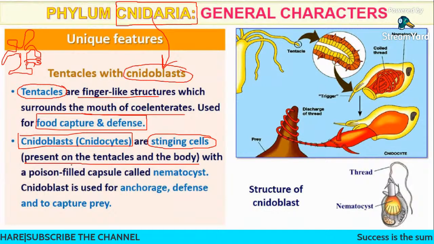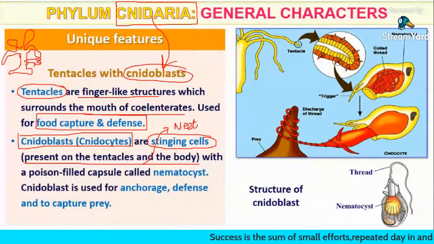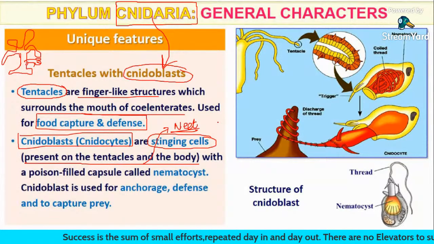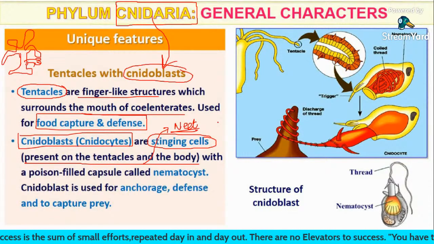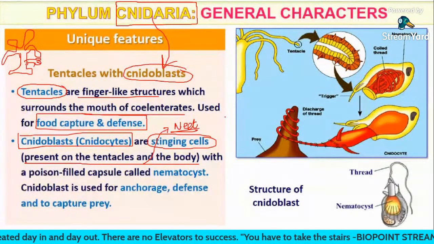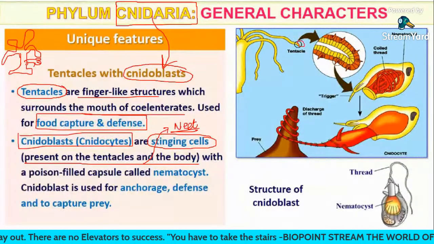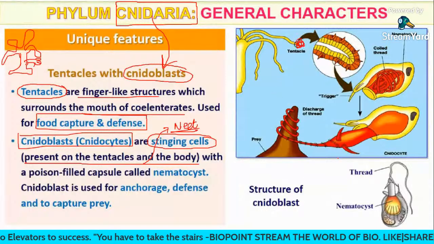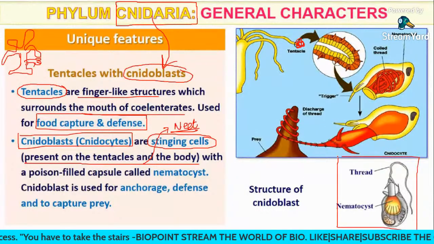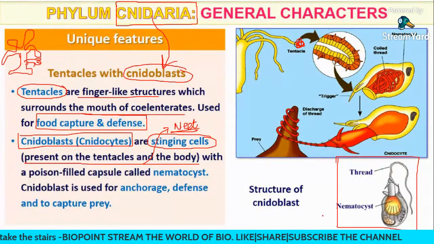Previous year NEET question: cnidoblasts or stinging cells are present on dash. They are present on the tentacles and on the body. Look, they are present on the tentacle. This is actually the cell, the cnidocyte or cnidoblast.